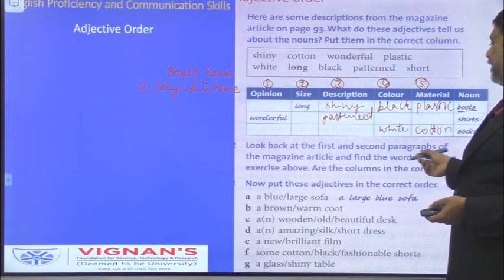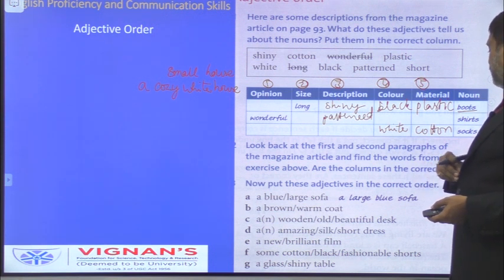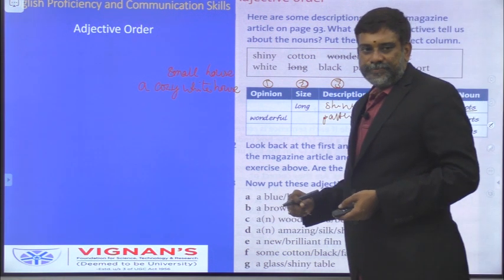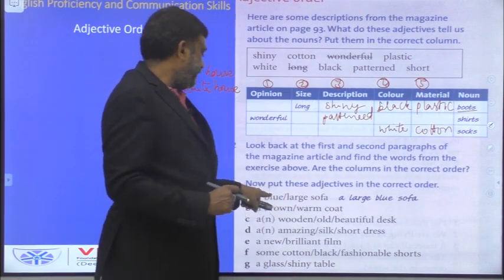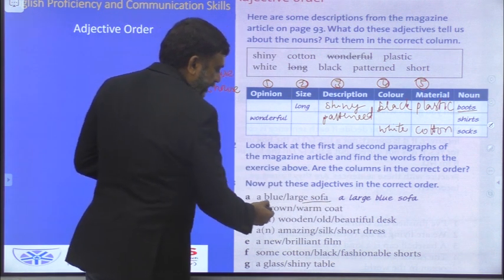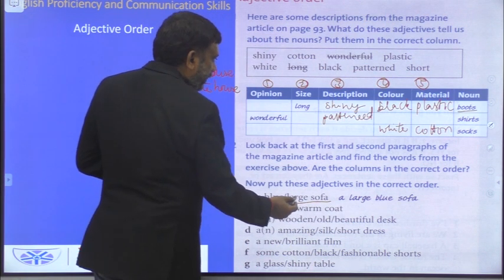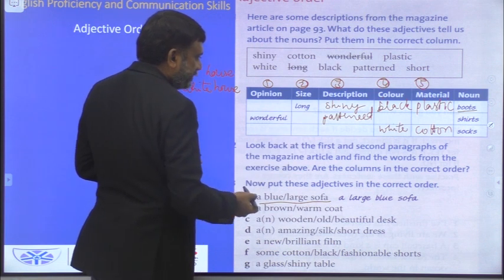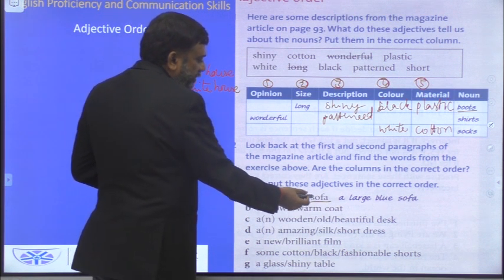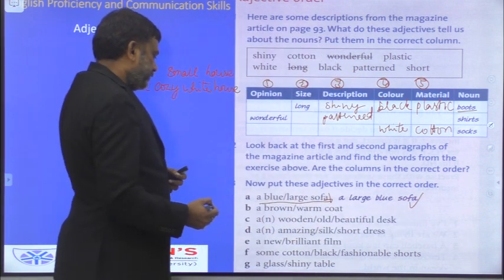Look at the first and second paragraphs of the magazine article and find the words from the exercise above or the column in the correct order. Suppose now put these adjectives in the correct order. So what you people need to do is the blue large sofa. Here the usage is not correct because it should be, what is blue? Blue is color. Large indicates the size. So that size should come first and next color. That is why a blue large sofa is wrong usage. We need to use it as a large blue sofa.